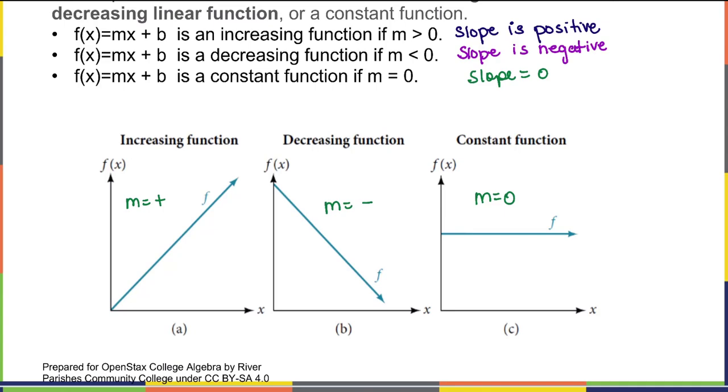If I had y equals negative 2x plus 5, first you would identify the slope. This is easy because this is in y equals mx plus b form, in slope-intercept form, and we can see that the slope is negative 2. Therefore, it's negative, so it is decreasing.